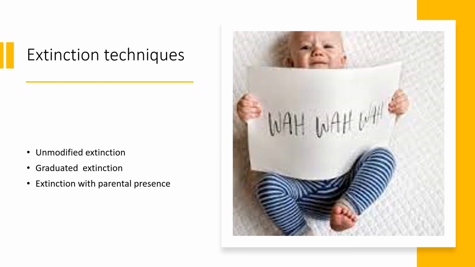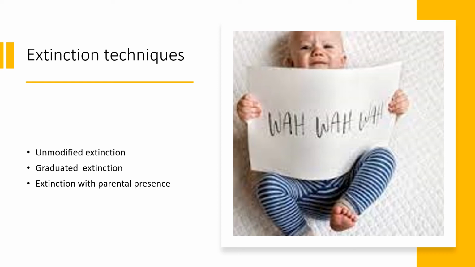And finally, we have extinction by parental presence. What this means is you're camping out with the child. You stay in the room with the child, but you do not sleep in the same bed with the child. You may sit on a chair, and if the child comes to you and complains that they're hungry or thirsty or need to go to the bathroom, you ignore them, but you're still in the room with them. So those are the three methods that you may use with children to go to sleep.